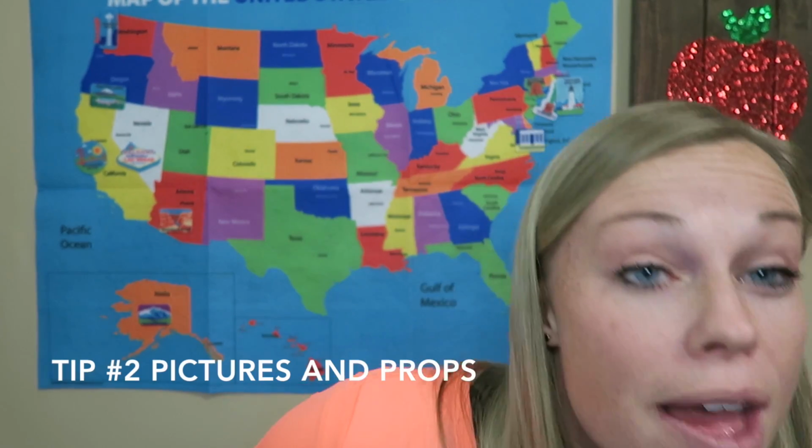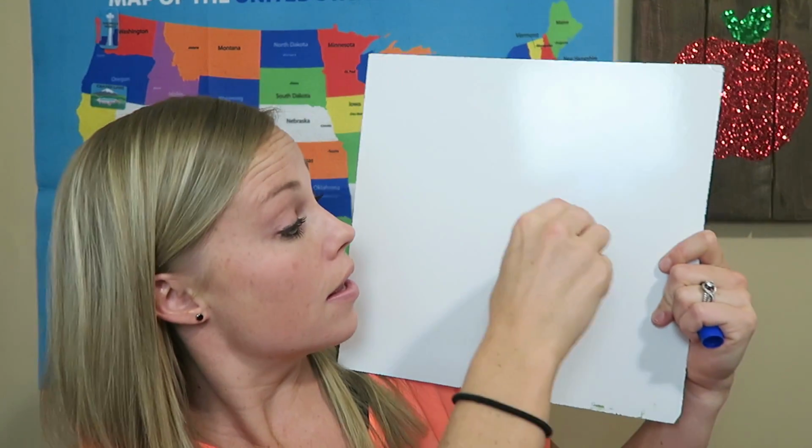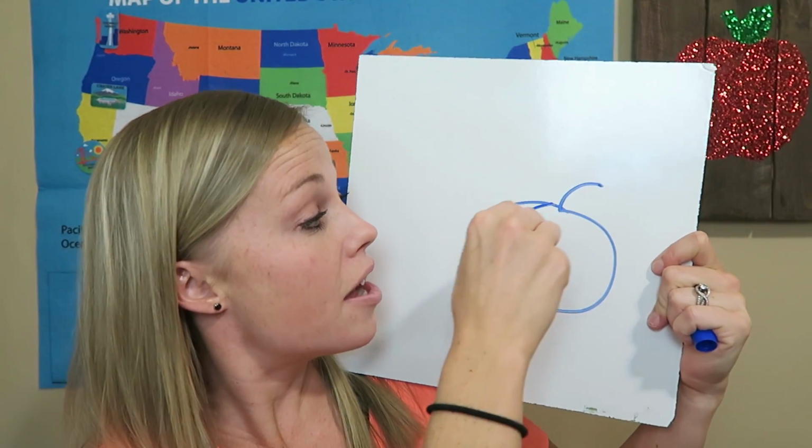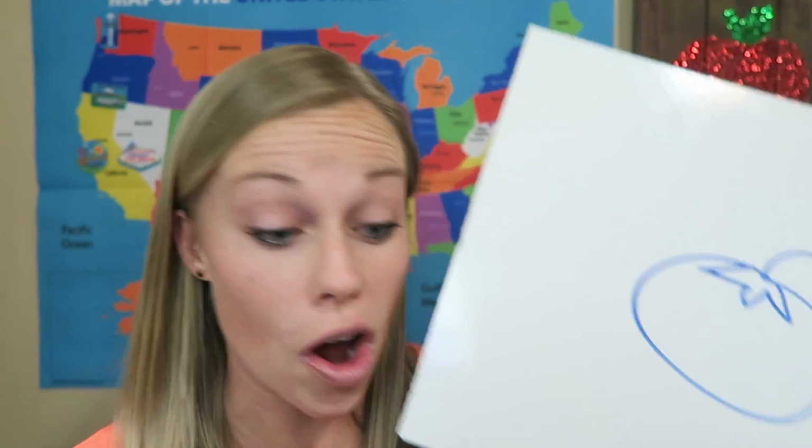Number 2 tip, pictures. I say, tomato, tomato. You can draw the tomato. So you can draw it, you could have a prop. Ah, I dropped my tomato.